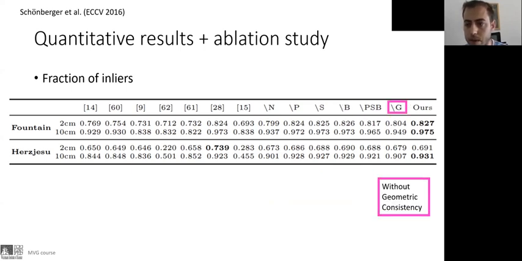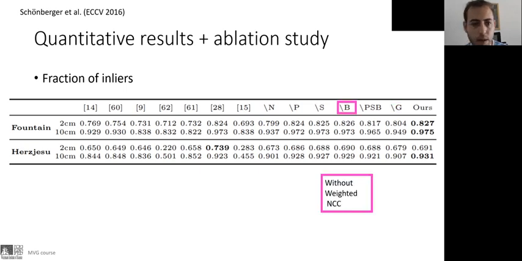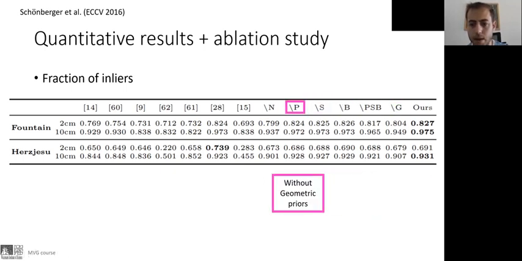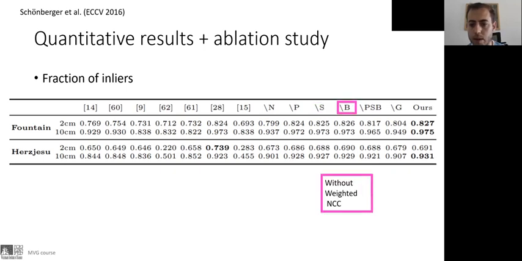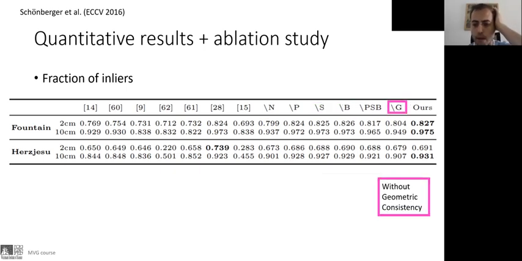And without 28, which is 28? Citation 28. I'm not sure, I need to look in the citation list. But it's one of the previous methods, a non-deep learning one, maybe PMVS or other methods. Yes, it's surprising that it got better results on Herz-Jesu. So no geometric prior, no temporal smoothness, and no weighted normalized cross correlation did not affect the results, but the geometric consistency of multiview did affect the results.